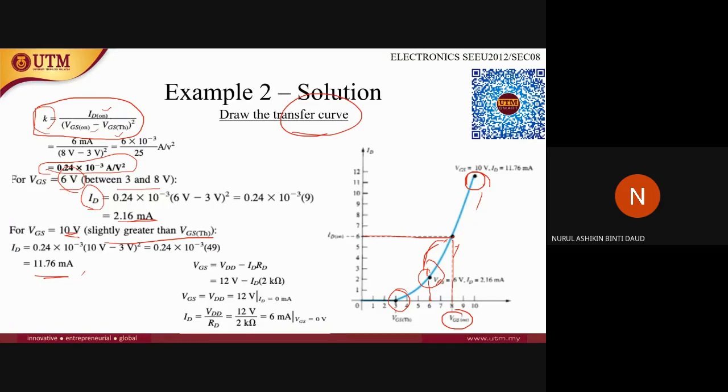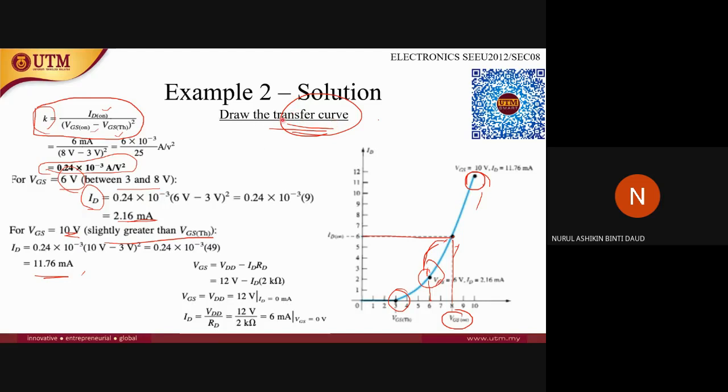If you want to use the graphical method, first of all we need to draw the transfer curve. Without the transfer curve, we cannot solve this. You need two graphs: one is the transfer curve, another one is the load line, which is used to find the Q point.